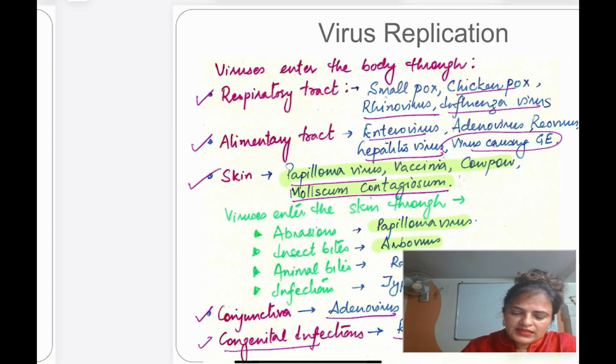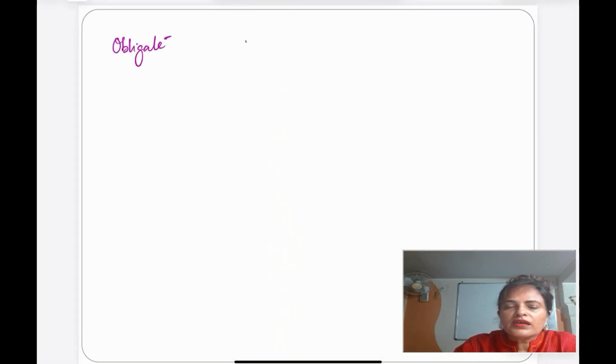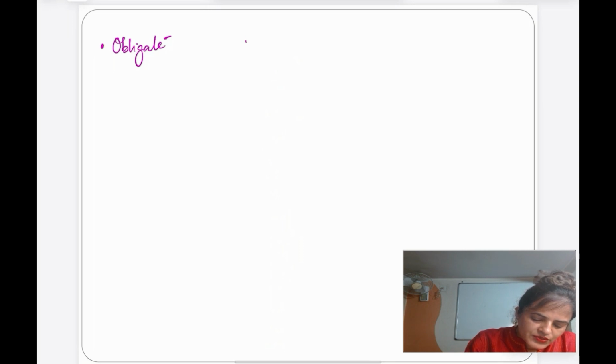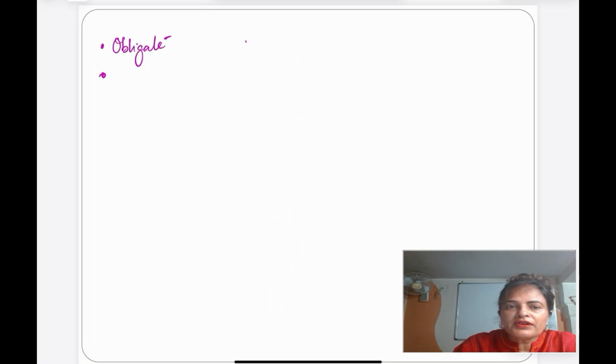So once they enter the cell, what are they going to do? They are going to use the metabolic machinery of the host cell and give direction to it. The host cell is going to prepare all the material required for viral replication. So this is very important, and because of that, viral chemotherapy is difficult.